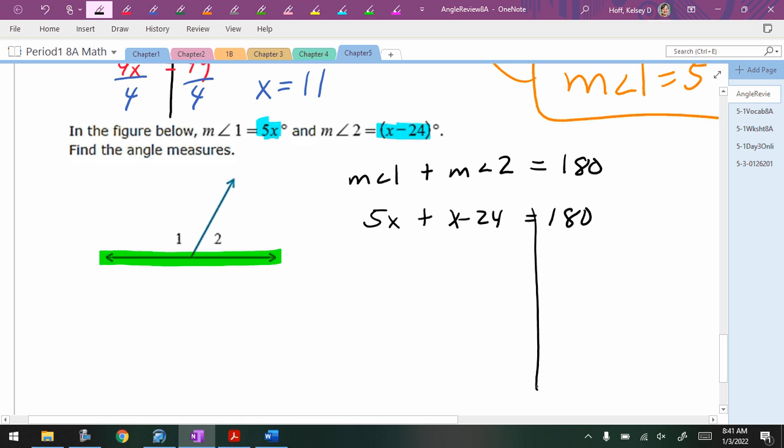What do I do first? You can put parentheses on there, but you do not have to. I want to find x. What's my first step in that process? We need to combine our like terms together. We have a 5x, and technically what's in front of that other x? A 1. So how many x's do I actually have? 6x minus 24 equals 180.